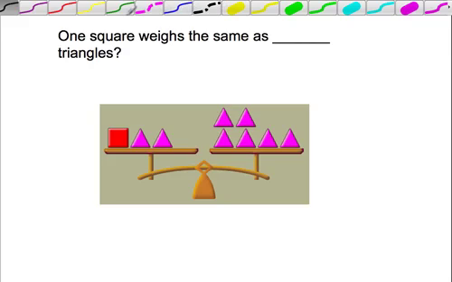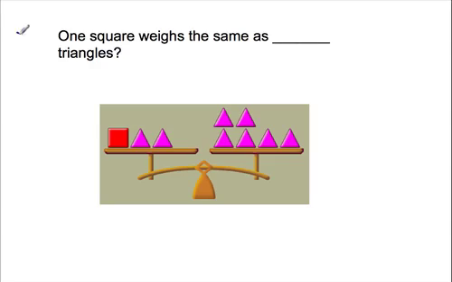Okay, so for these equations, basically we're looking at a PanBalance. So the weight on one side has to be equal to the weight on the other side. So in this question here, it asks what one square weighs.